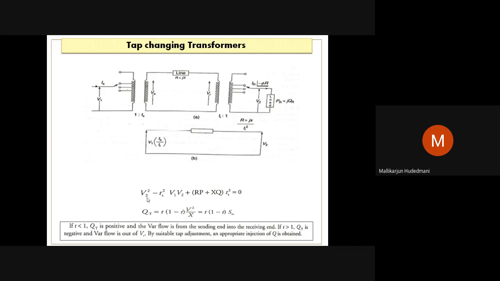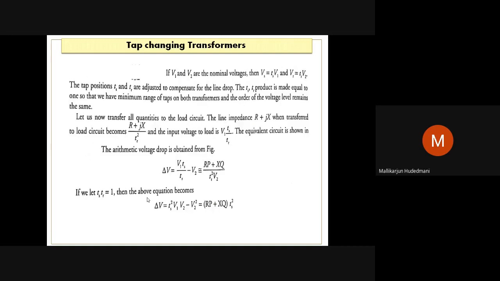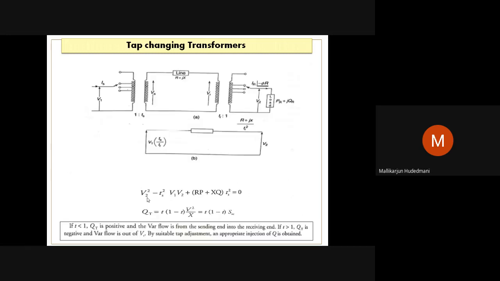If T is larger than 1, you can definitely see this equation changes its direction also. So QT is negative at that time. That is the flow out of VR. It comes towards the sending end side. This way, by having suitable TS and TR chosen at respective ends of the transmission section, the reactive power flow can be moderated or controlled by adopting delta V compensation by tap changing. This is how this simple theoretical concept of tap changing with the numerical change can be understood.